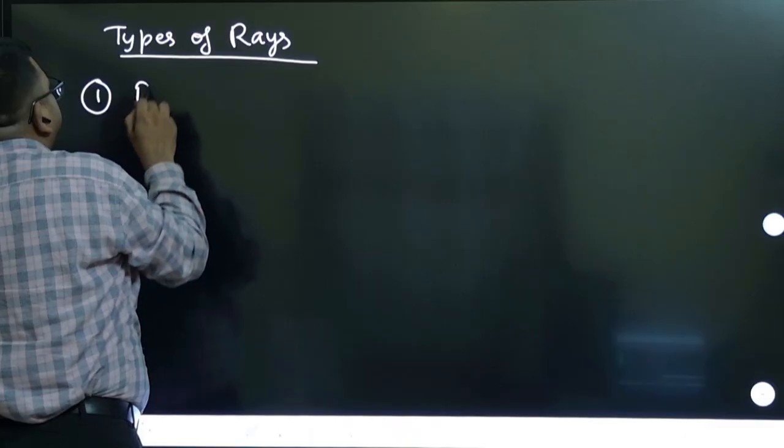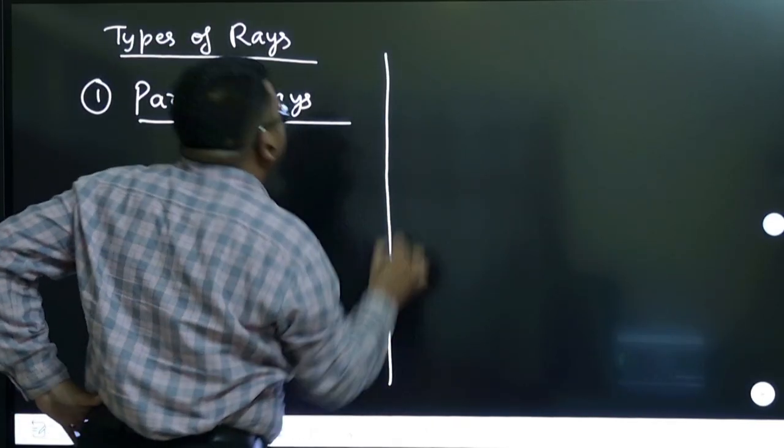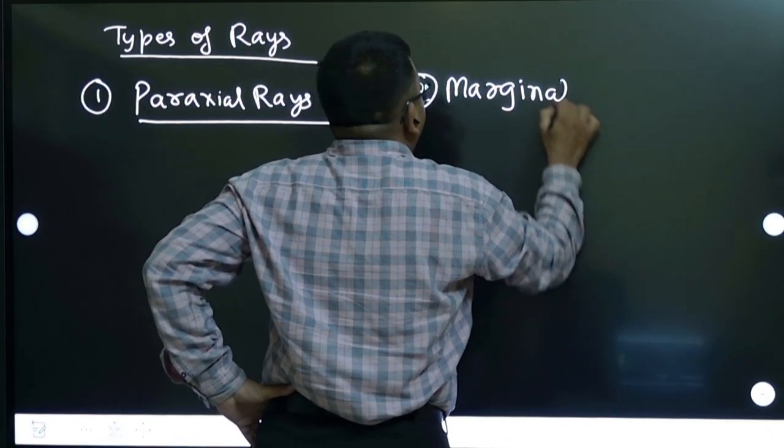Okay, let us go to the next. Next, first of all, we need to decide about what are the different types of rays. Types of rays. So first, paraxial rays, and second, marginal rays.